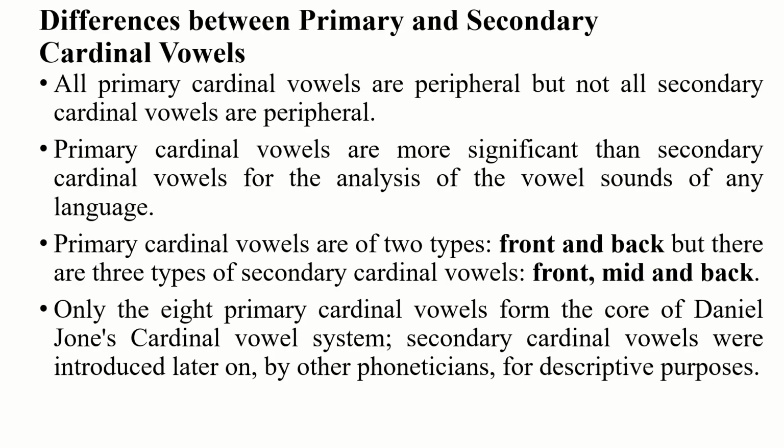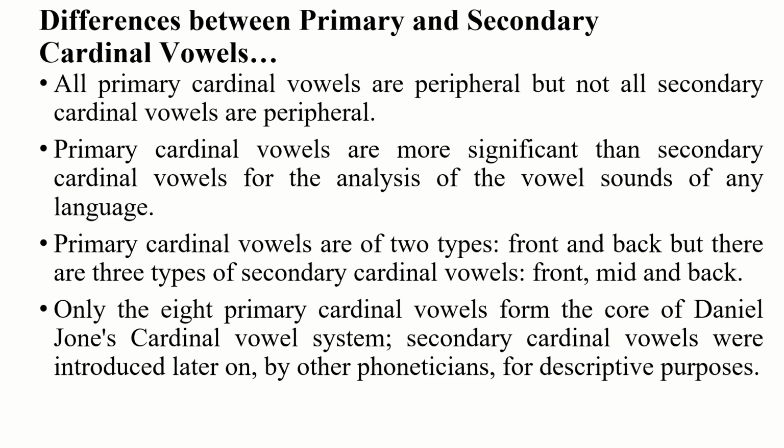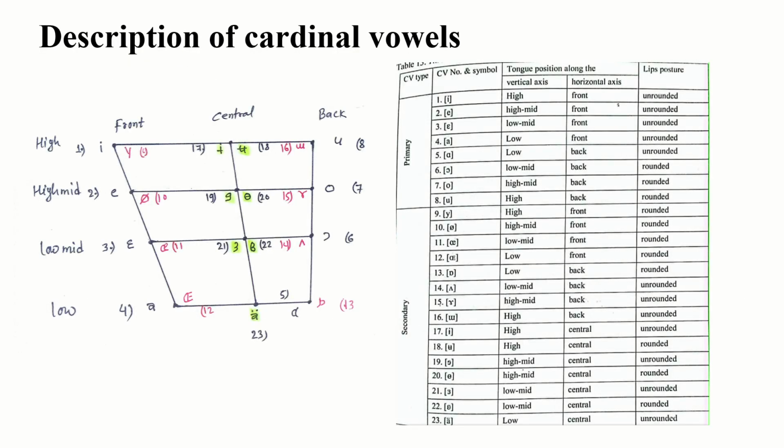And primary cardinal vowels are of two types: front and back. But there are three types of secondary cardinal vowels: front, mid, and back. It means among primary cardinal vowels, there are not any central or mid primary cardinal vowels. And only the eight primary cardinal vowels form the core of Daniel Jones's cardinal vowel system. And secondary cardinal vowels were introduced later on by other phoneticians for descriptive purposes. Okay, these are the differences between primary cardinal vowels and secondary cardinal vowels.